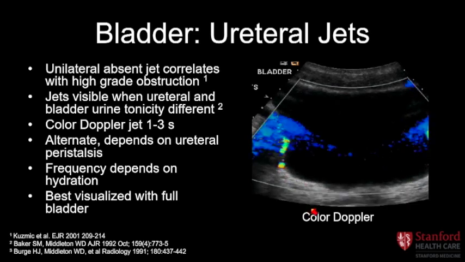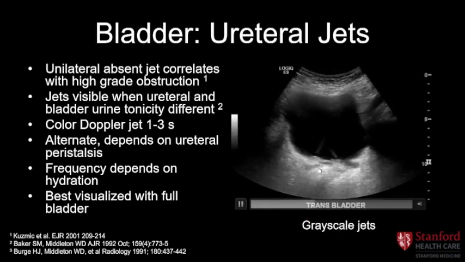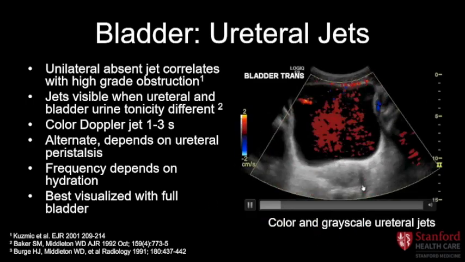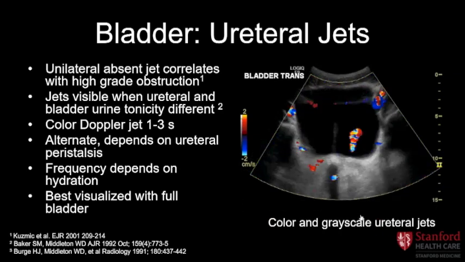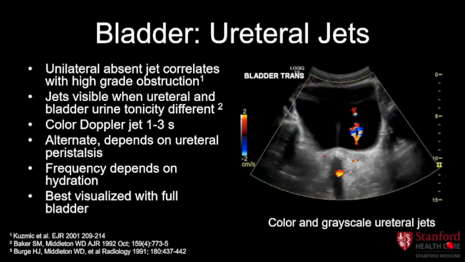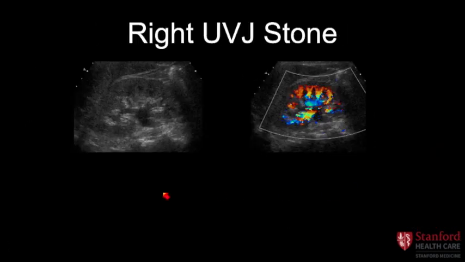So usually we see jets with color Doppler. Sometimes we see jets with grayscale. I don't know if that projects, but there's some grayscale jets here. Different patient where, I don't know why, the right jet you can see with grayscale, and then the left jet you can see with color Doppler. So it's good to look at the jets in both grayscale and color.